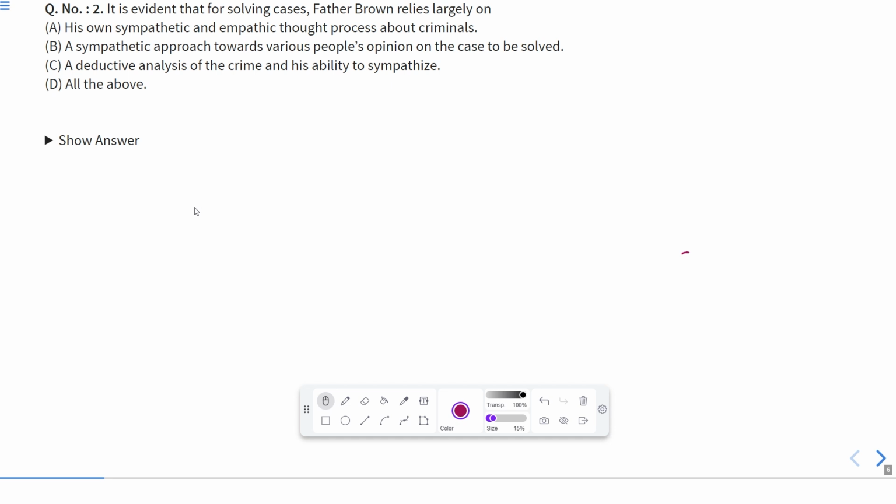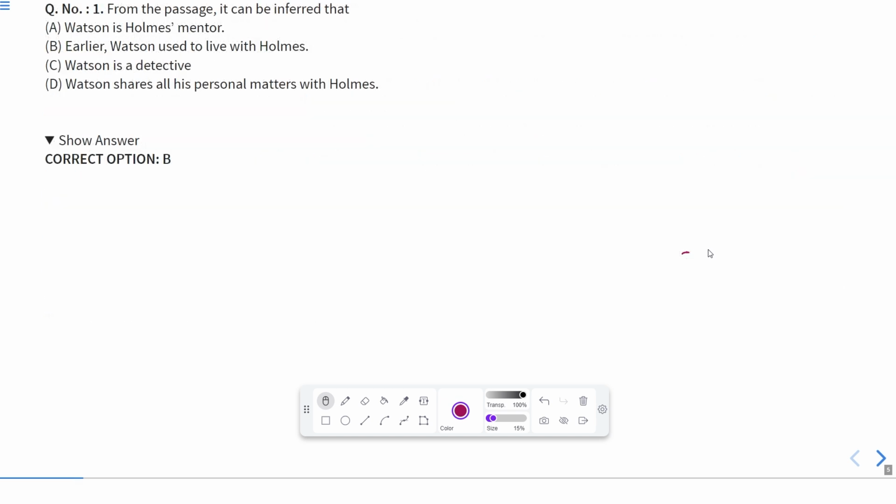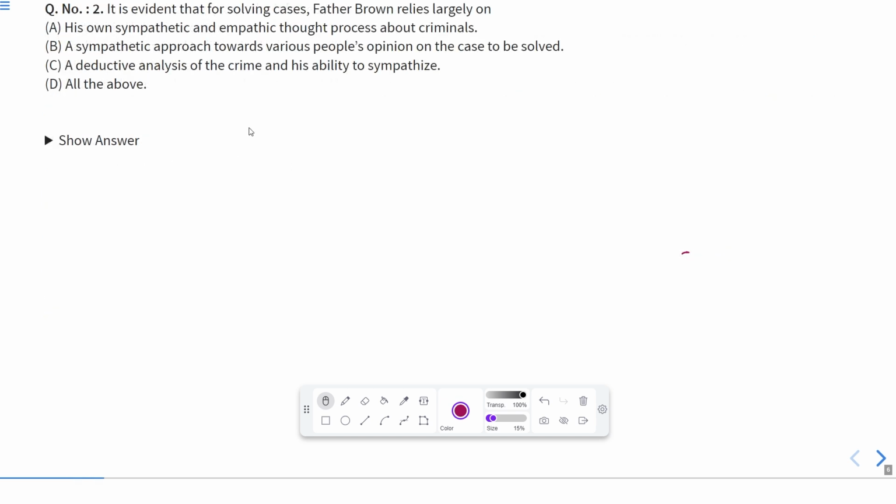It is evident that for solving cases, Father Brown relies largely on. Now, as you can see over here, Father Brown relies on an extraordinary power of sympathy and empathy that enables him to imagine and feel as criminals too. So this is actually the state of mind of Father Brown, what he did to investigate the cases. Now let us see the question again. Now let us read the options.